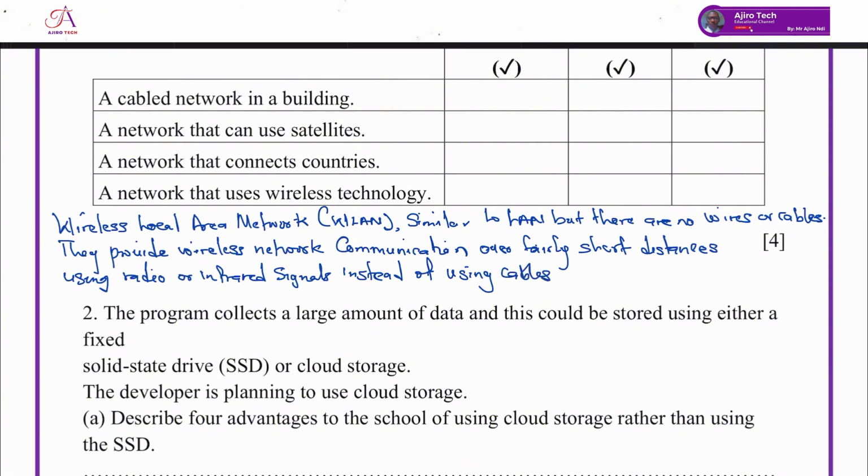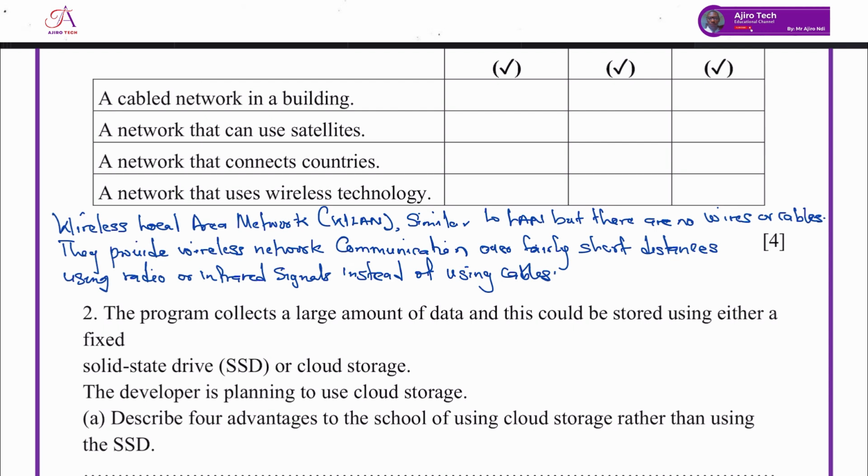So it simply means that when we are connecting to this network, we are not connecting wires to our laptops or to our devices. We can access them wirelessly. That's what we can do. And the device that aids us to be able to access this network wirelessly is known as the access point.